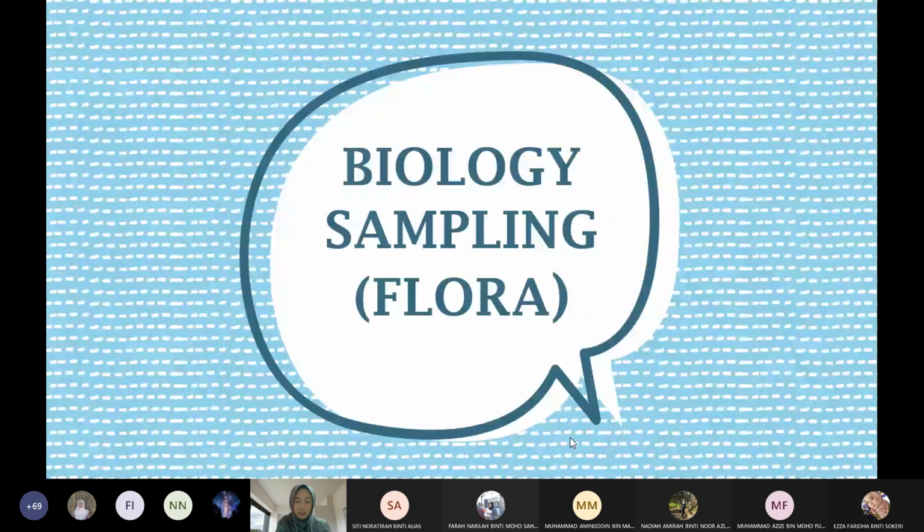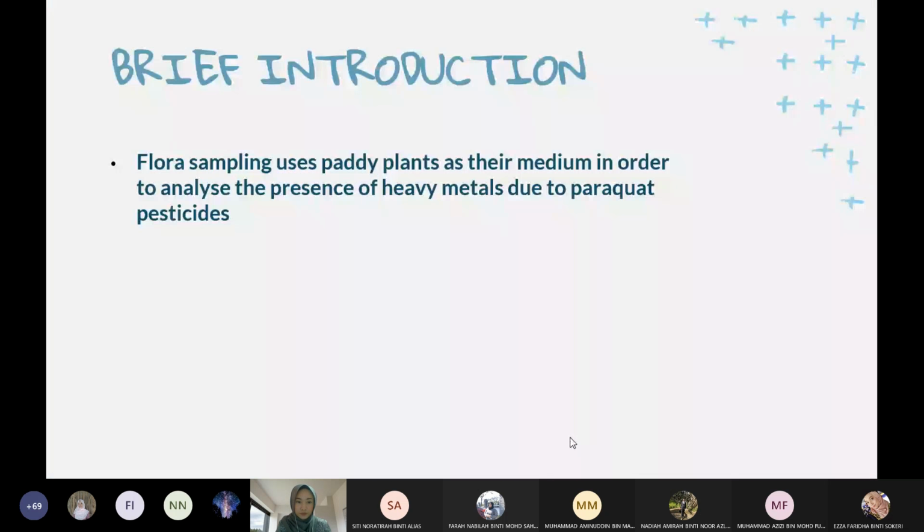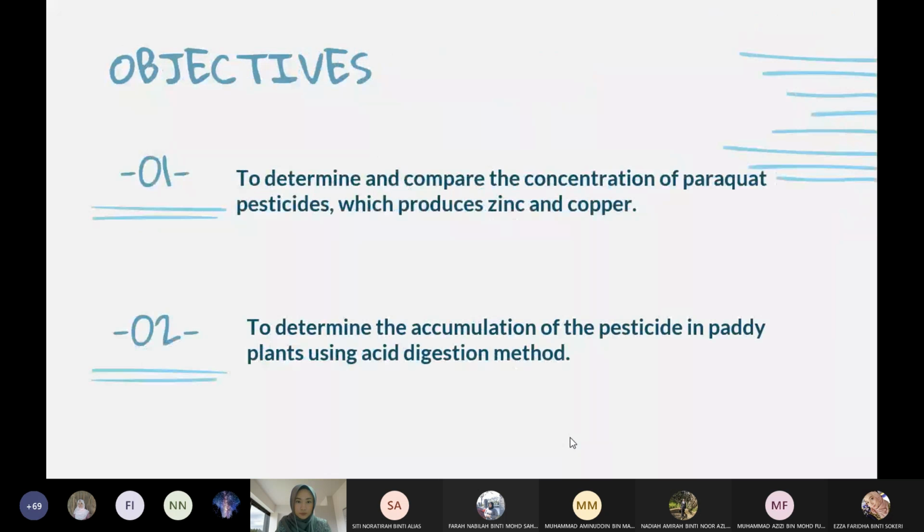The last sampling is flora sampling of paddy samples. Now let's take a look at the brief introduction. Flora sampling uses paddy plants as their medium in order to analyze whether heavy metals are present due to paraquat pesticides. Next, the objective of this flora sampling is to determine and compare the concentration of paraquat pesticides which produces heavy metals such as zinc and copper.